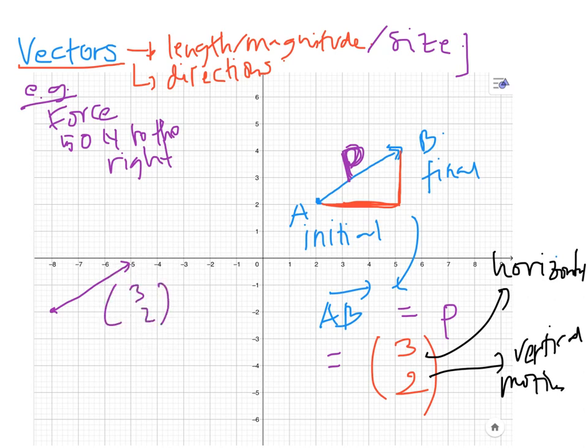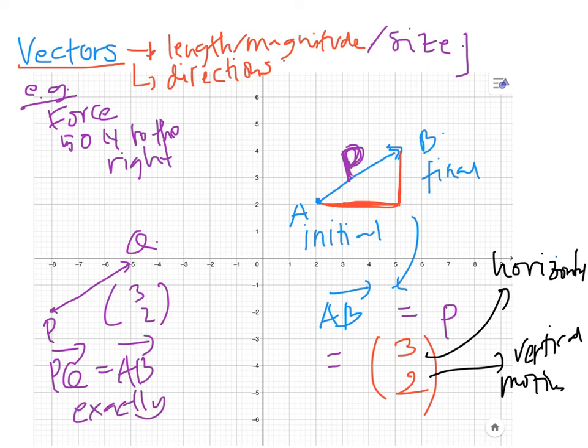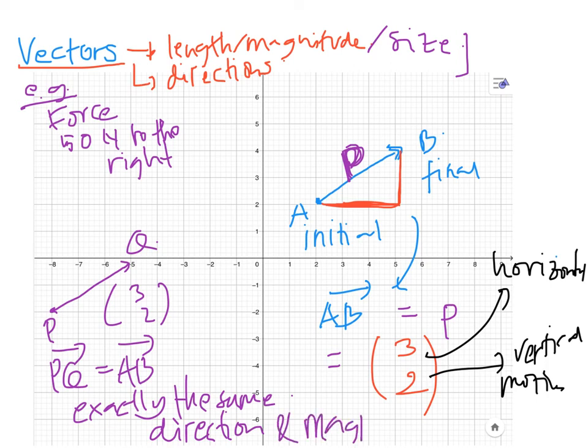So let's say I name this PQ. In this sense, vector PQ is actually the same as vector AB. The reason is because they are exactly the same in terms of direction and magnitude, the length. You can see that the length of the lines is exactly the same.